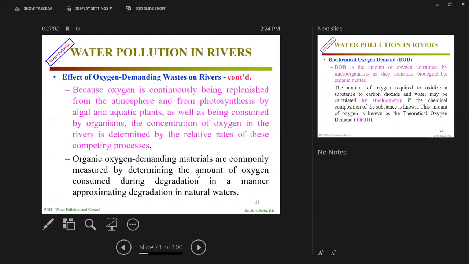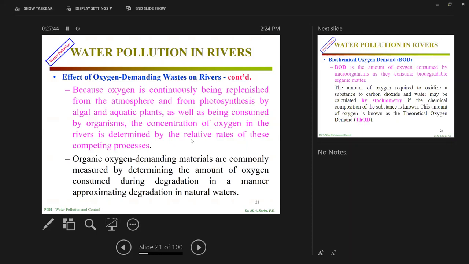Oxygen is continuously being replenished from the atmosphere by aeration or from photosynthesis. Photosynthesis is not that big a deal because it's a process by plants. If we have any plants at the bottom, then it might matter, otherwise it doesn't. So by algae and aquatic plants, as well as being consumed by organisms, the concentration of oxygen in the river is determined by the relative rates of those competing processes. It means how much they are taking out is minus, how much is coming in is plus, whatever is already there is plus, and so on. So it's competing processes, an algebraic summation.